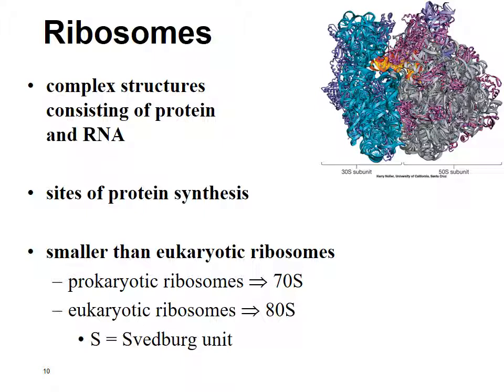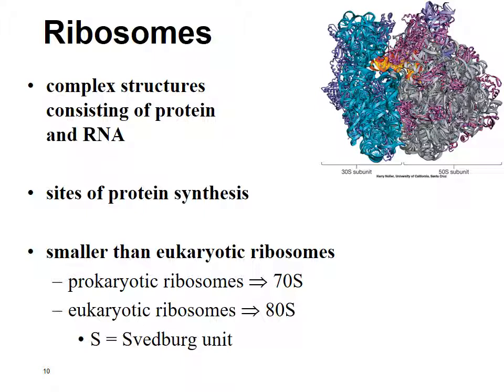The cytoplasm of a prokaryotic cell is usually packed with ribosomes, and some ribosomes may also be attached loosely to the plasma membrane. Ribosomes are complex structures consisting of protein and ribosomal RNA, and you might recall that ribosomes are the protein factories of the cell.